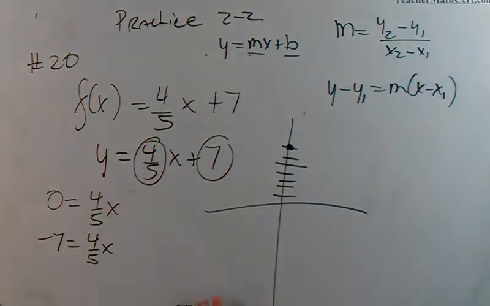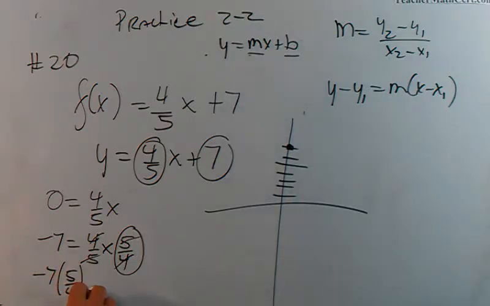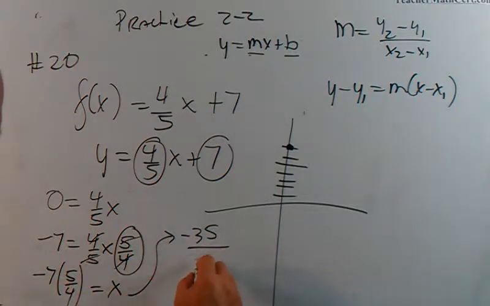Right? So how do we get rid of the 4/5? We multiply it by what? 5/4. 4's cancel, 5 cancels, we're left with x. What do we do to this side? We multiply it by 5/4, so what do we got to do to this side? Negative 7 times 5/4. That's going to give us our value for x. That's going to be negative 35/4.